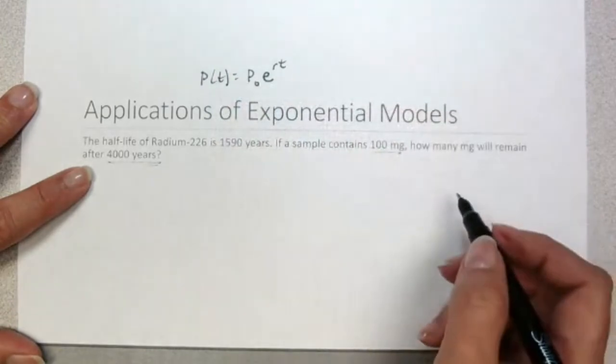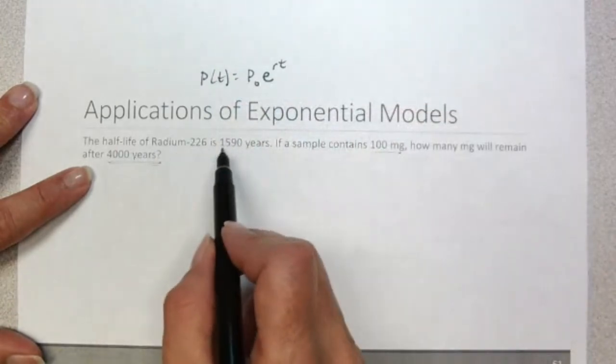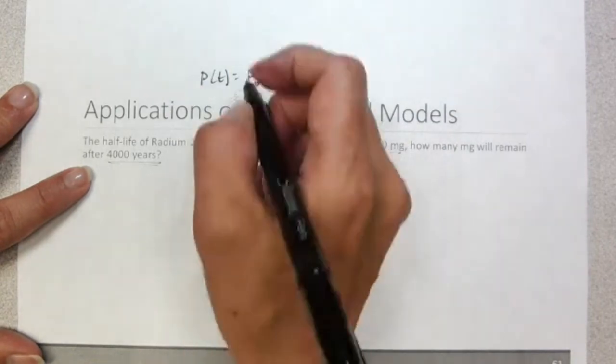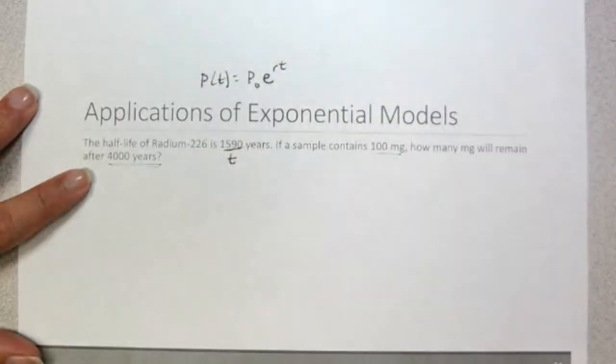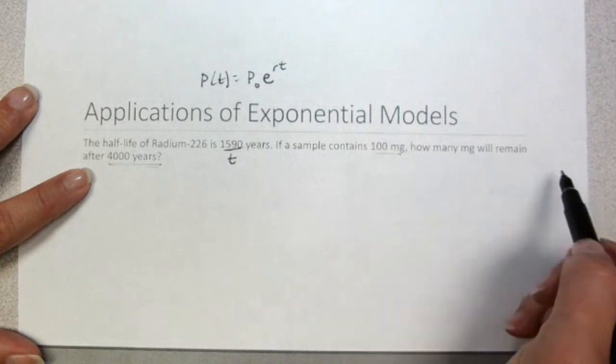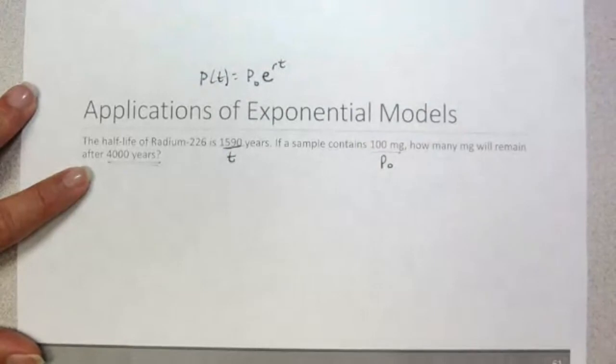So what are they telling me here? I know a few things. I know the half-life is 1,590 years. That sounds like a T to me. I think that's going to be my T. The sample contains 100 milligrams. Well, that's what we're starting with, so that sounds like my P of 0.